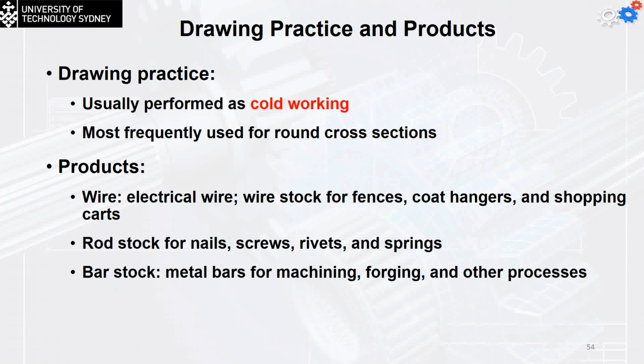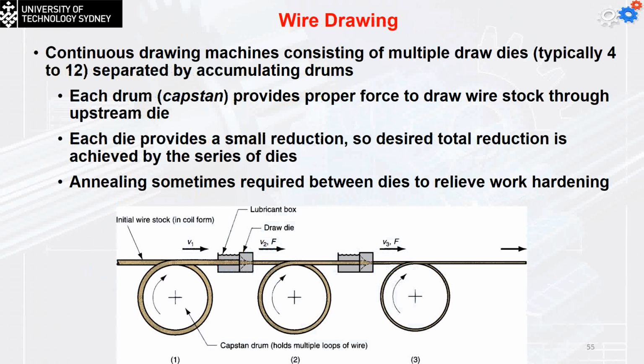So in wire drawing, we're going to pass it through multiple dies until we achieve the final diameter for the wire. Now, because we cannot simply withdraw it for a long distance, we're going to use rollers, which are called the capstan drums. So I'll try to show you a video for that, or the actual wire drawing machine.